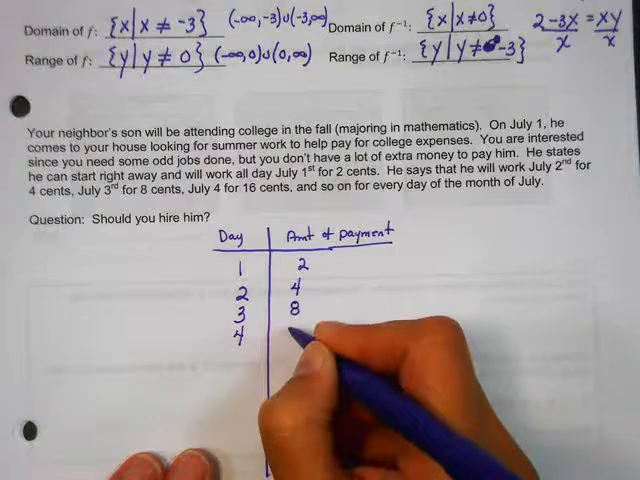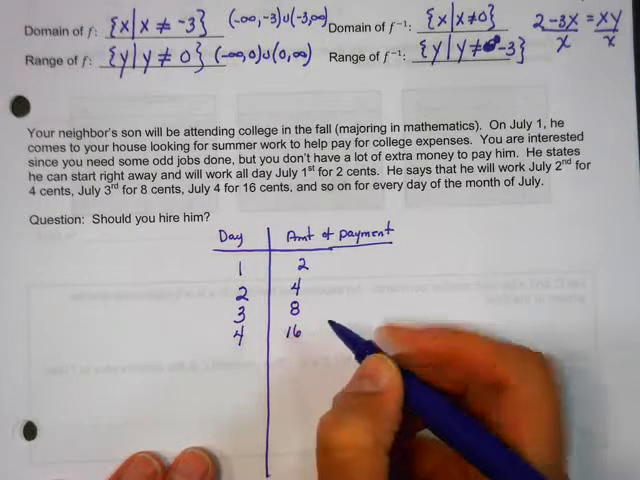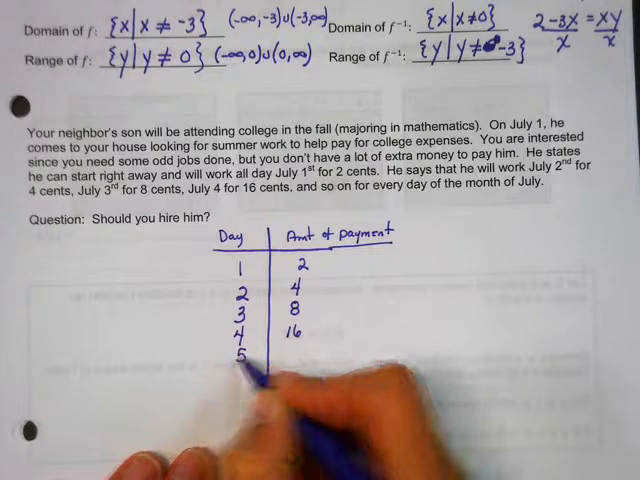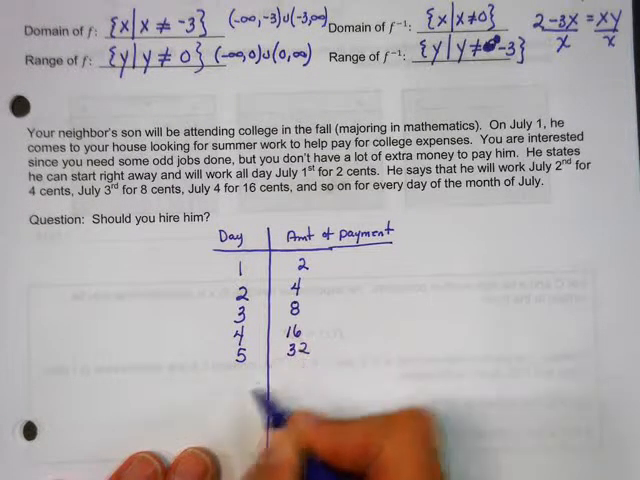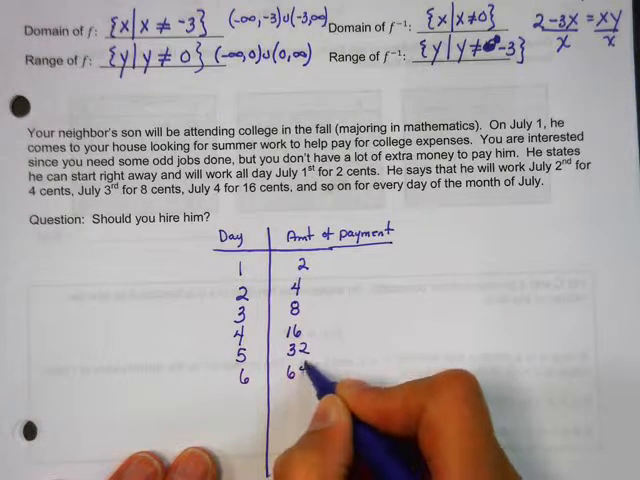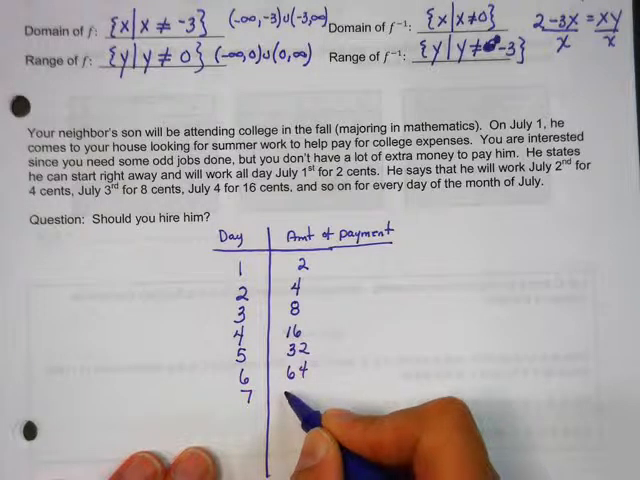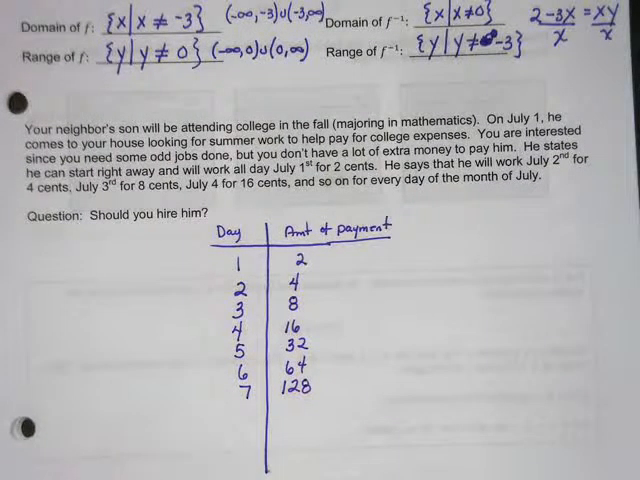And we'd have to pay him for what? For that day? 16 cents. Not a bad deal. The 5th day, we'd have to pay him 32 cents. And the 6th day, 64. The 7th day of July, 128. So $1.28. Couldn't you just raise 2 to the power of number of days? Yeah, that's what we're hitting at.